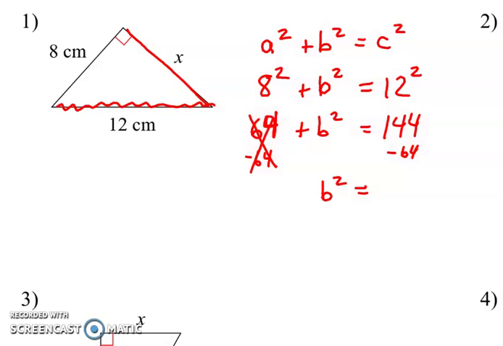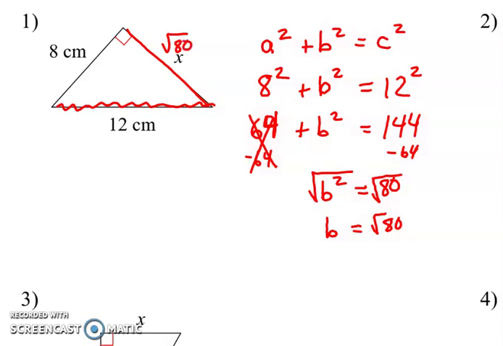144 minus 64 is 80, and so b squared equals 80. Now that whole side is not 80. That side squared is 80, so we need to undo b squared by taking the square root. That'll get me down to b. If I do it to one side, I've got to do it to the other side. So b is the square root of 80. Okay, so this side, we know the distance is the square root of 80.